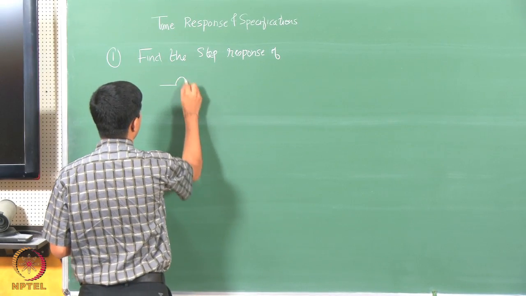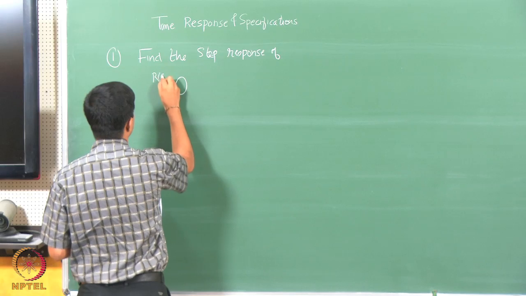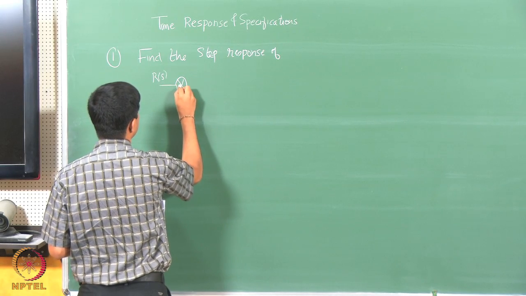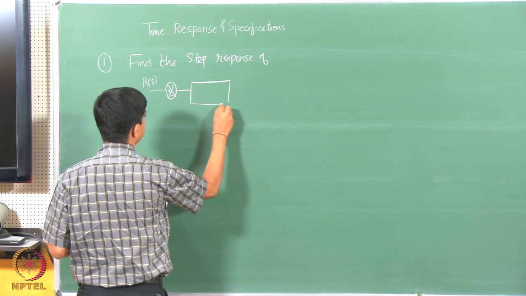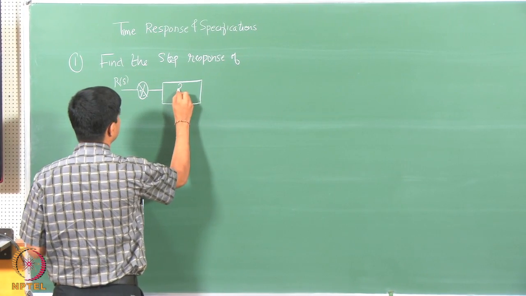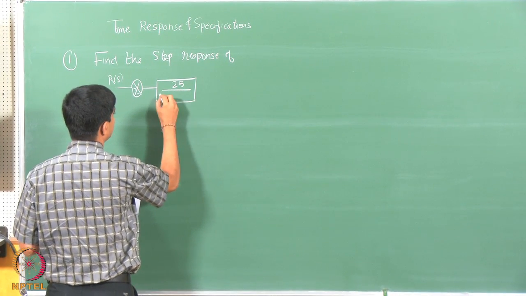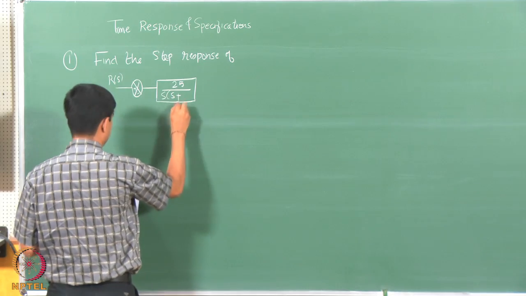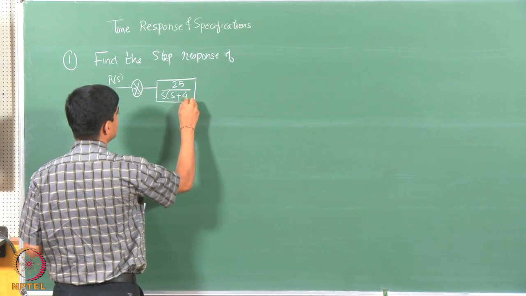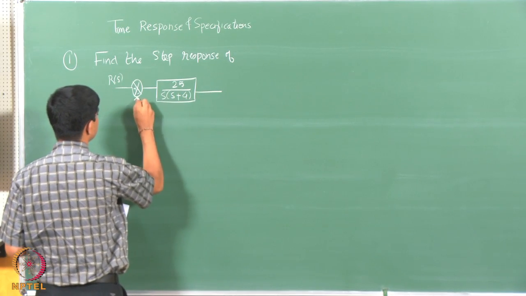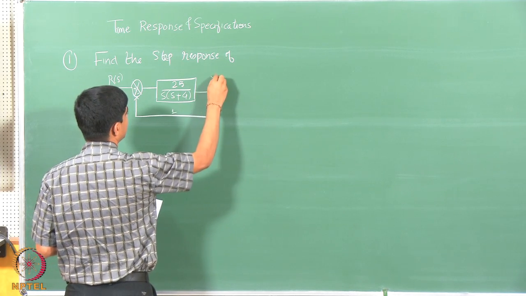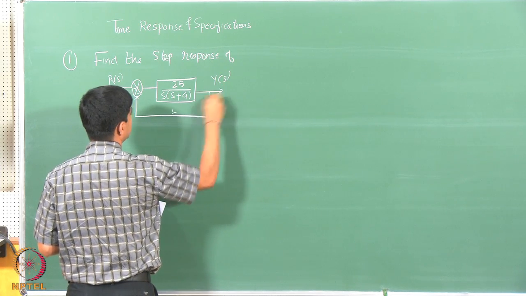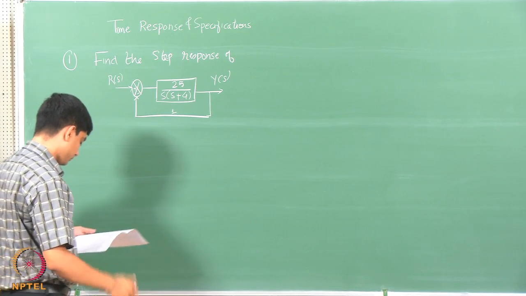So I have a reference which is a unit step, a system 25 over s squared plus 4s plus 25 in the forward path, a unity feedback of 1 here, and this is my Y(s).